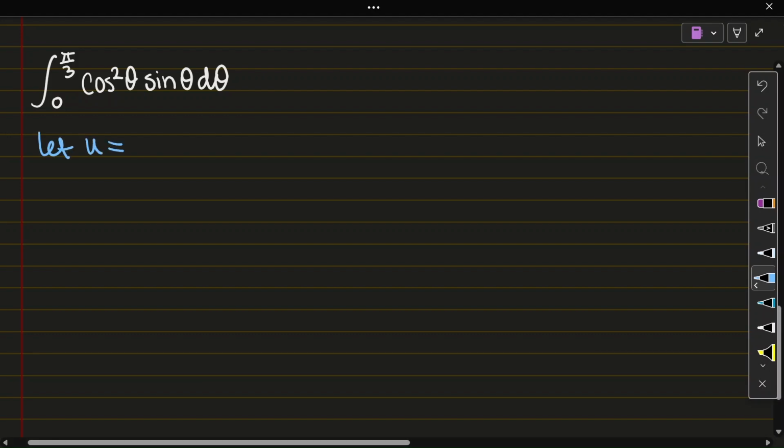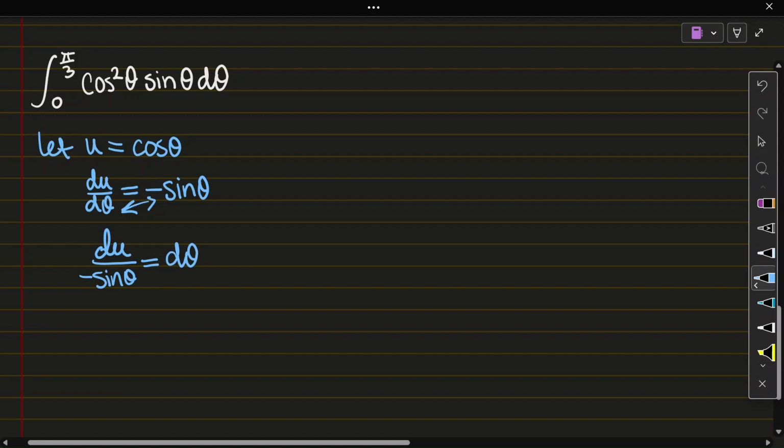Sorry, just cosine rather, cosine theta. Then du by dx is equal to, d theta is equal to negative sine theta. Then that tells me I can just swap these, completely legal, that du over minus sine theta equals d theta. Now, I have everything I need to make my U substitution, but I can't forget my bounds. So when I do a U substitution, I have to switch my bounds.